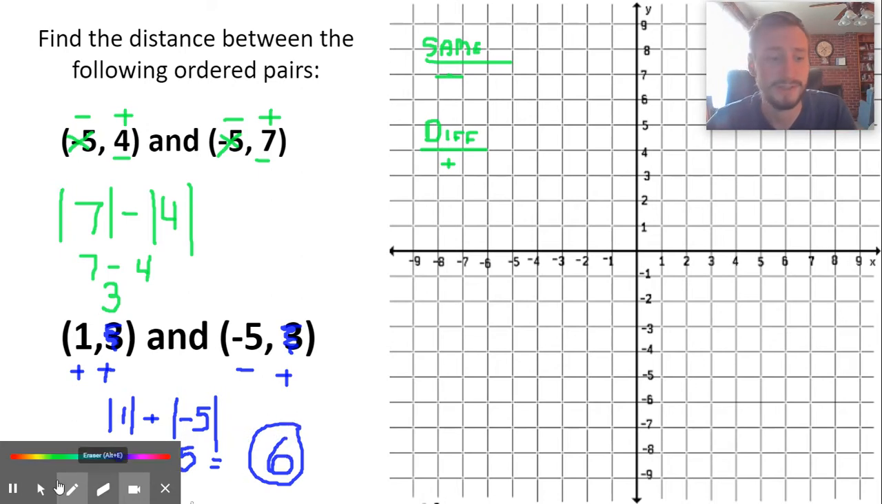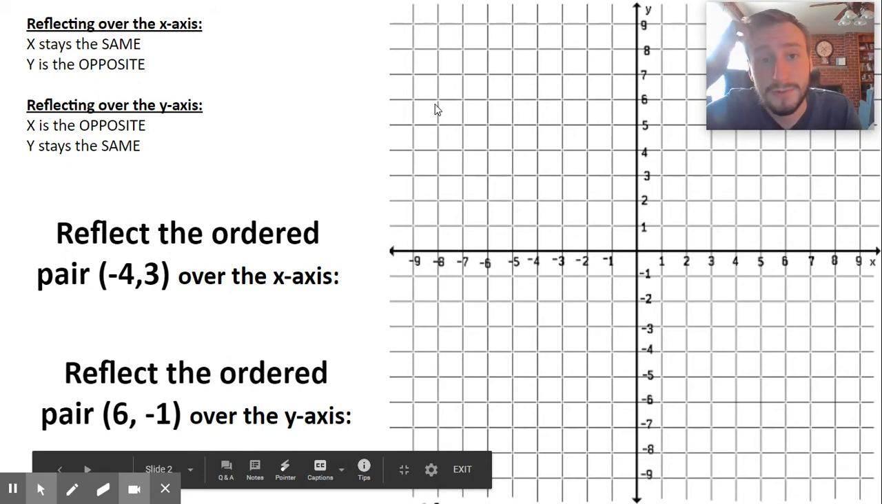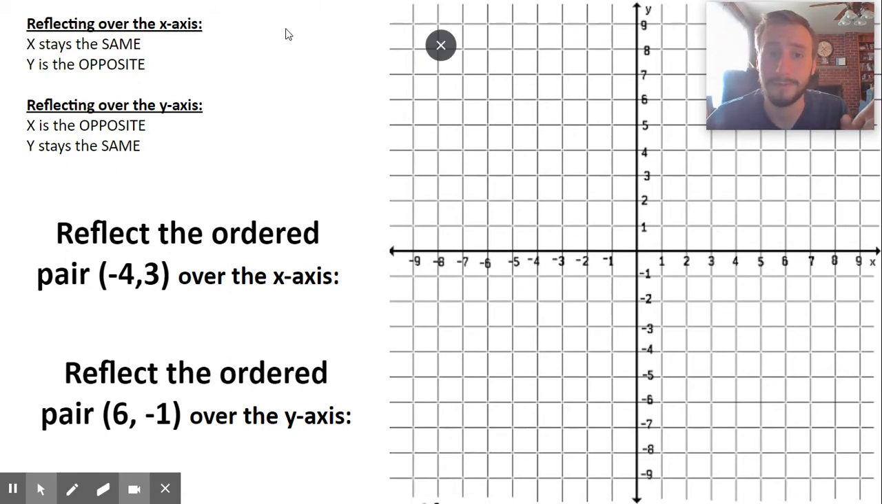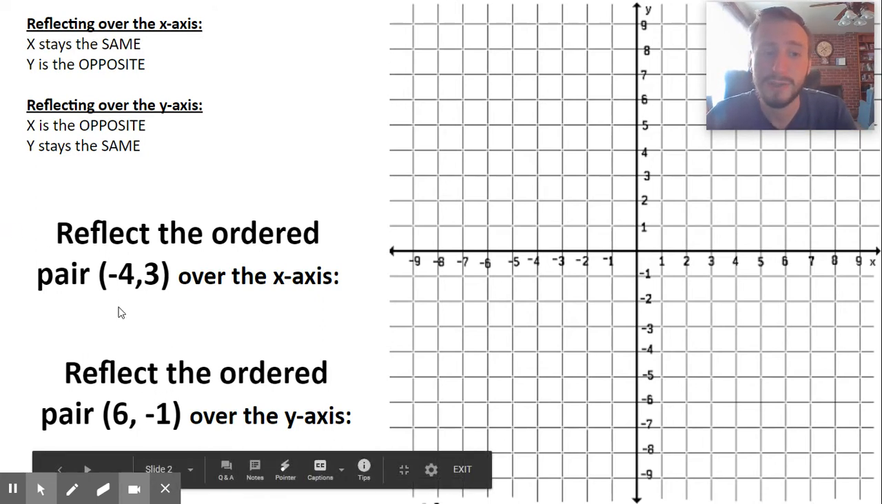Now let's look at reflections. So when it comes to reflections, you just need to remember this top part. When you're reflecting over the x-axis, x stays the same, the y is opposite. When you reflect over the y-axis, the x is opposite and the y stays the same. So whichever axis you're reflecting over, that letter is going to stay the same and the other one's going to be opposite. So let's look at these two problems.